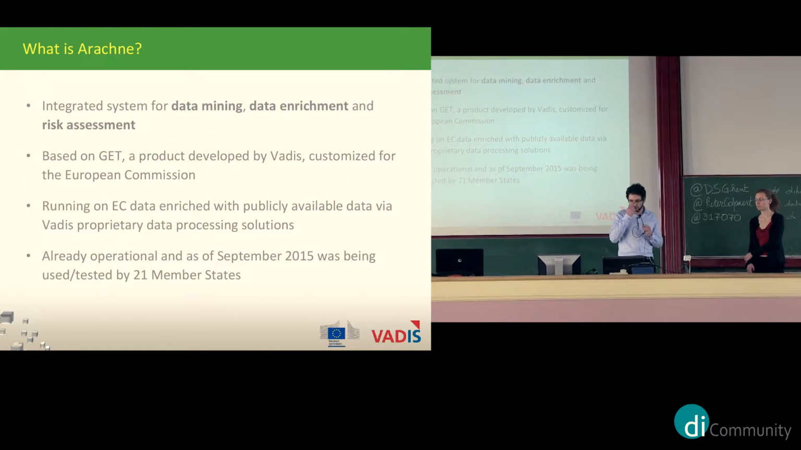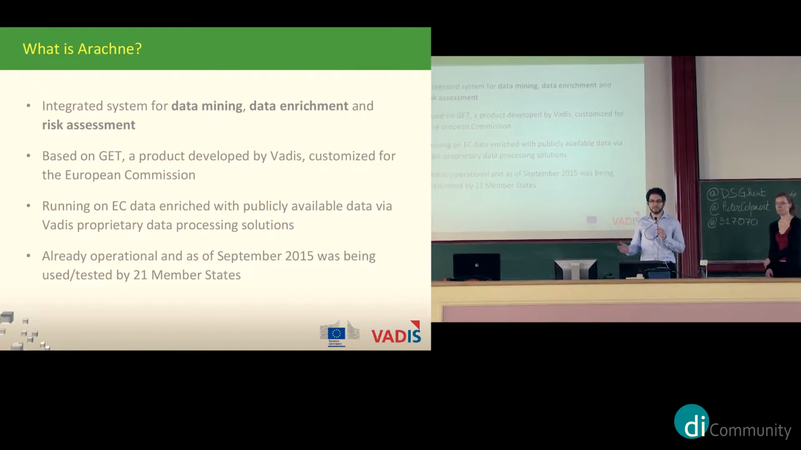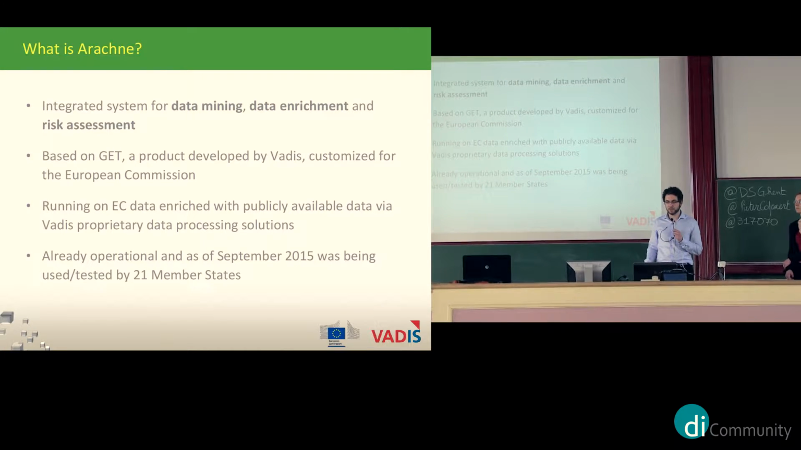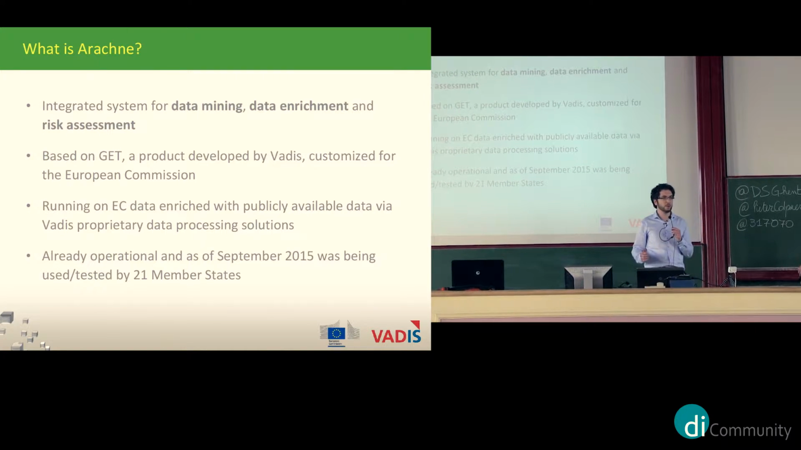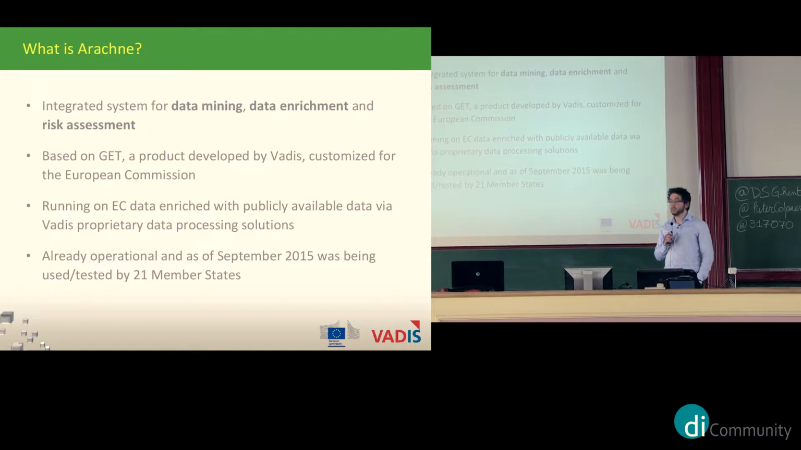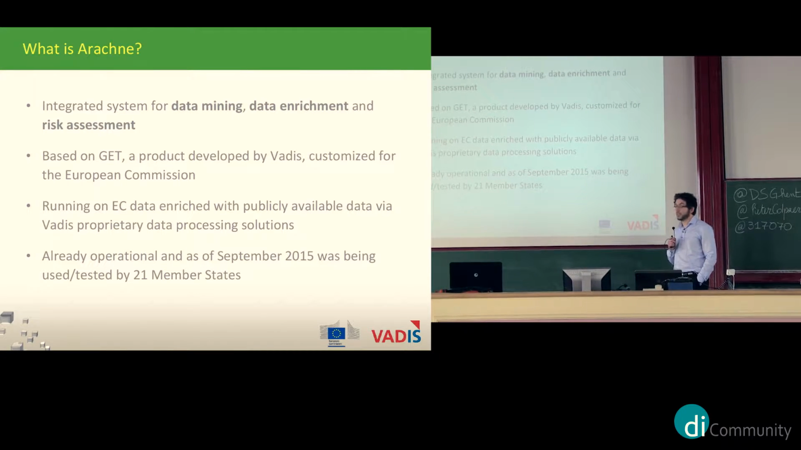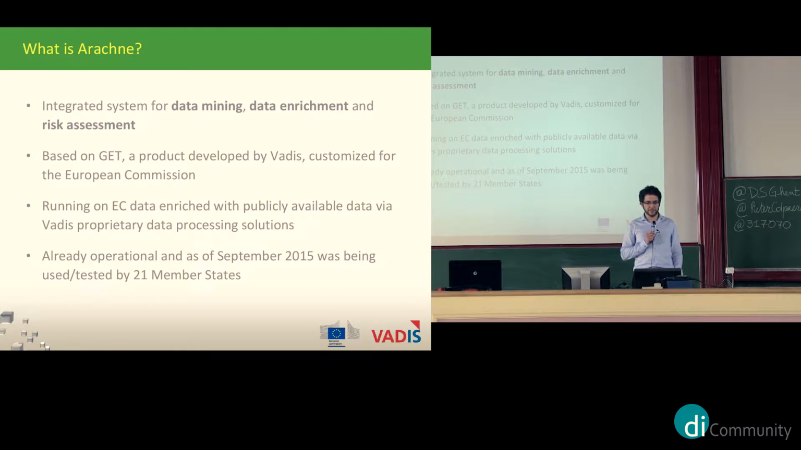Well, first of all, what it's all about. It's basically a tool that the European Commission is using, very roughly, to save money. So it's about trying to spot frauds and to detect projects which can actually be risky for investment. It's based around a project that Vadis has developed for a few years, called Ghent, which has been customized for the European Commission, and we named it Arachne.